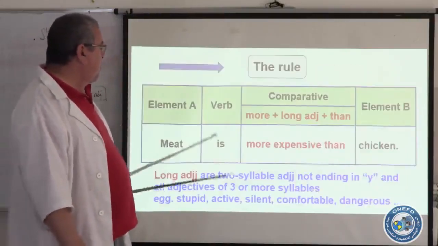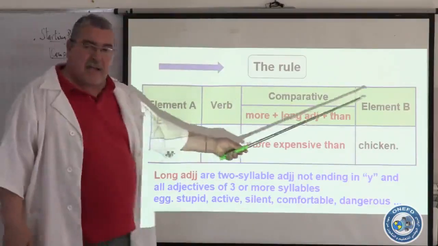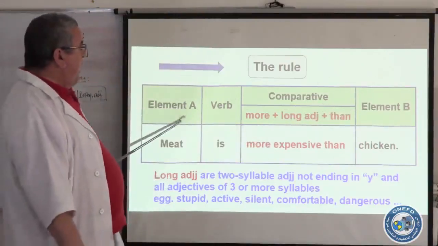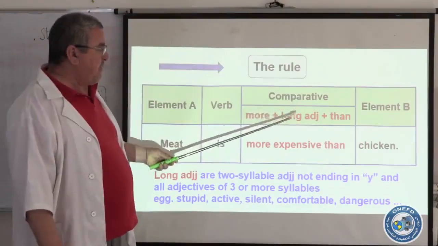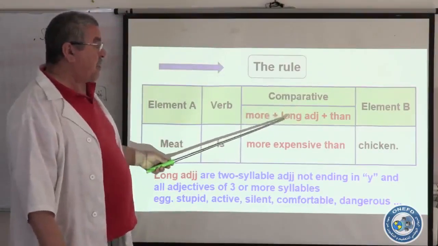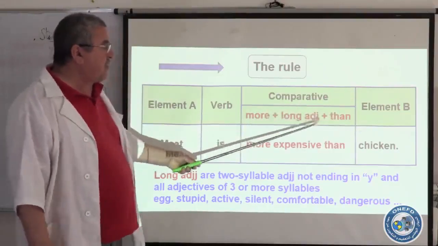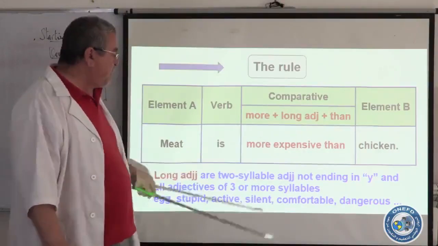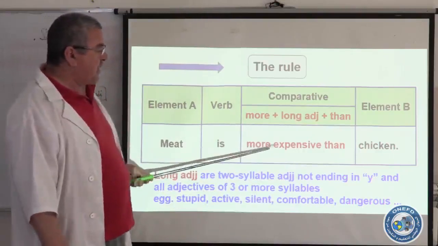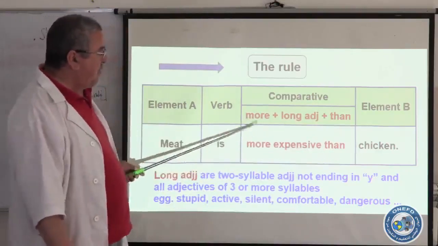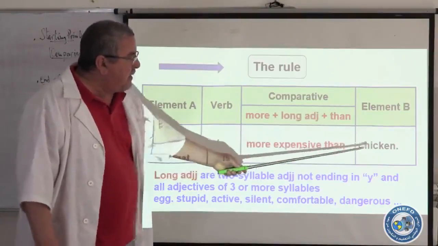Here is the rule. Again, we are comparing two elements, element A and element B. Element A, verb, then the comparative, which is more plus long adjective plus than, element B. Remember we're talking about long adjectives here. And here is the example. Meat is more expensive than chicken. More, long adjective, expensive, than element B.